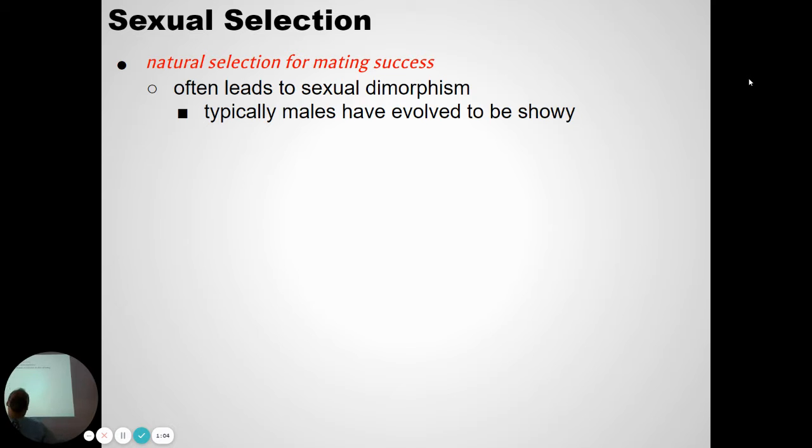Can anyone think of a species where the male and female versions look different from each other? Okay, humans. Yeah. What else? Lions, right? Male and female lions look pretty distinct. You can tell them apart easily.